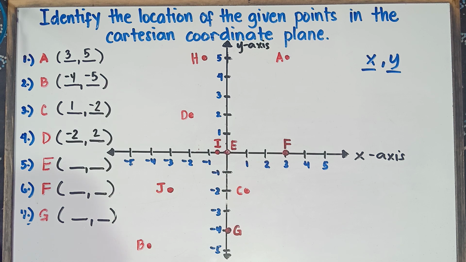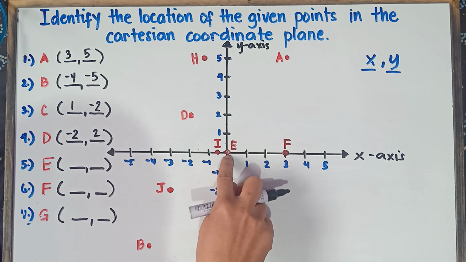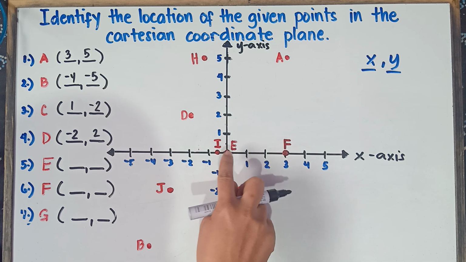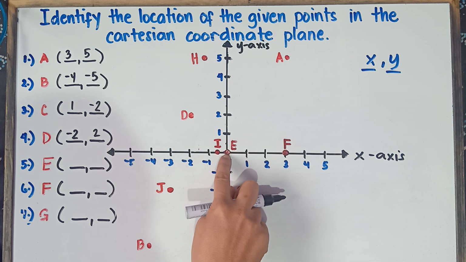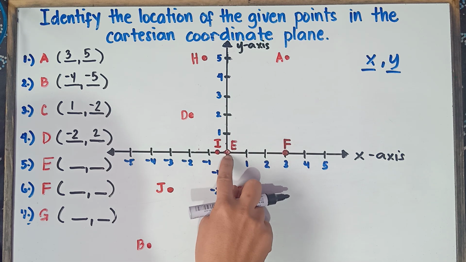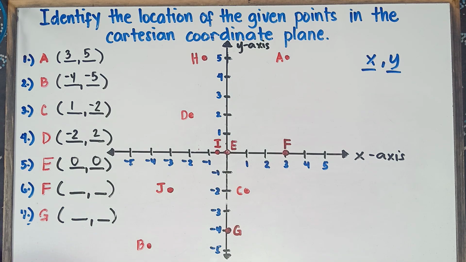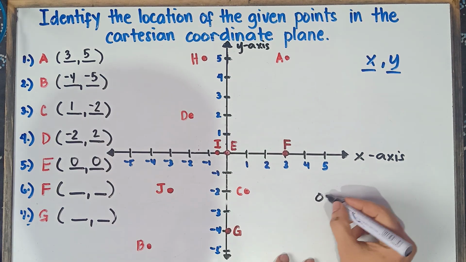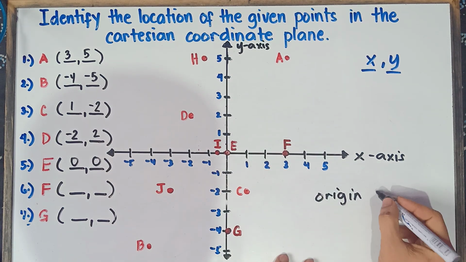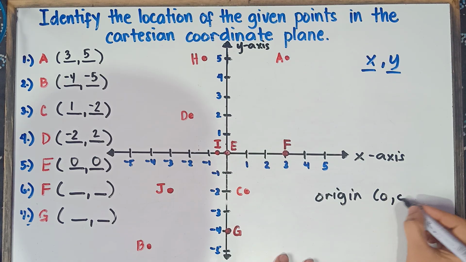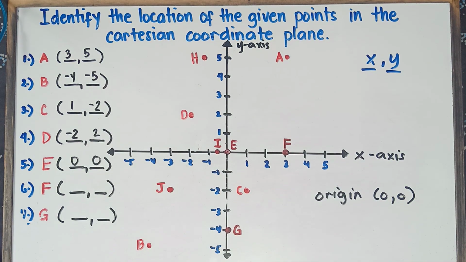Alright, and then point E. Where is point E? Now, point E is in the middle part. What do you call this point, class, in the center? That's correct, that would be the origin. So the x value would be 0, and then the y would be 0. So this will be 0 and then 0. Remember, class, the origin: the value of x is 0 and the value of y is 0.